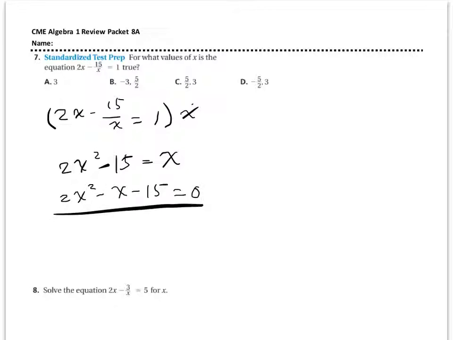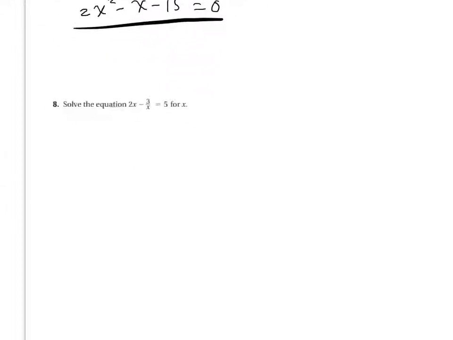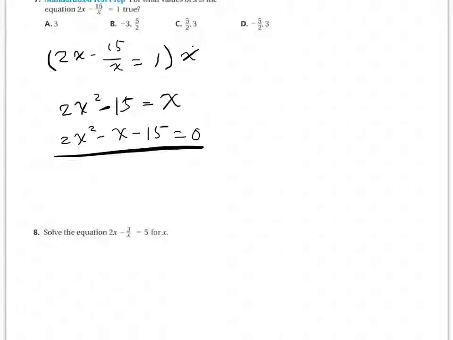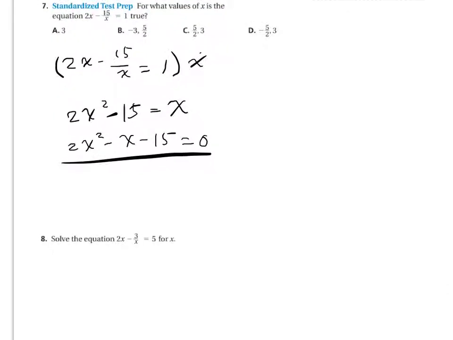Now you can solve it by yourself. Solve the equation 2x minus 3 over x equals 5 for x. This is pretty much the same problem as number 7, so use the same concept, and once you get this one you can use the quadratic formula, or you can use hands on, hands off. That's kind of Karate Kid, if you know what I'm talking about. So, yeah. Good luck. That's it.